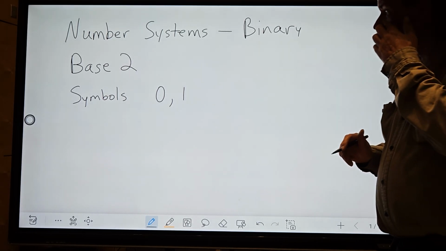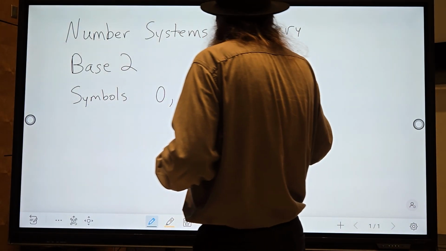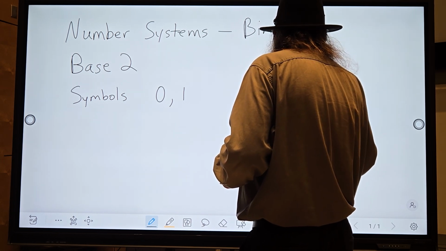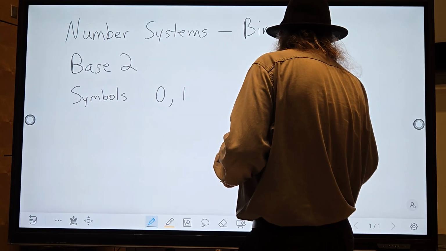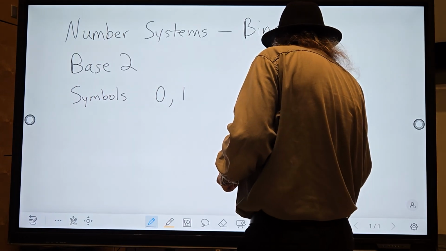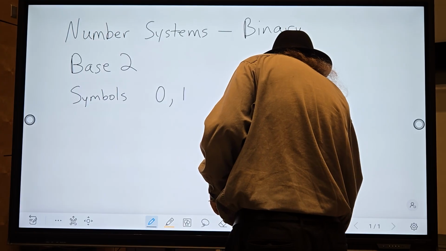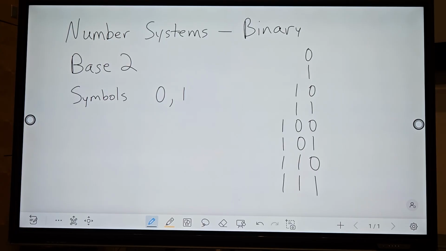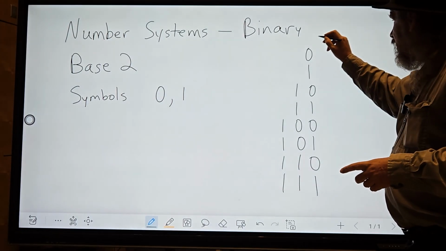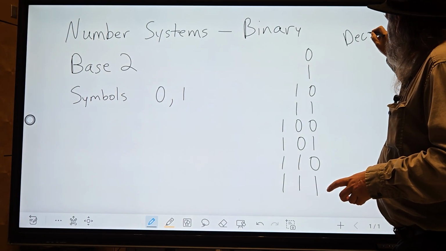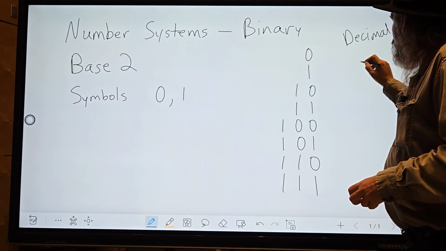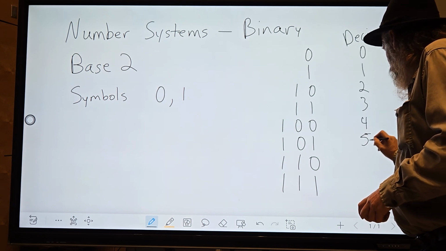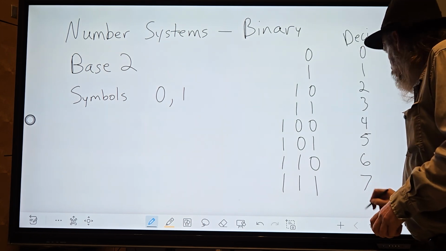Same is the case with base 2. So it starts with 0, 1, 10, 11, 100, 101, 110, 111, etc. That's counting up. That's binary, and the decimal equivalent is 0, 1, 2, 3, 4, 5, 6, 7.